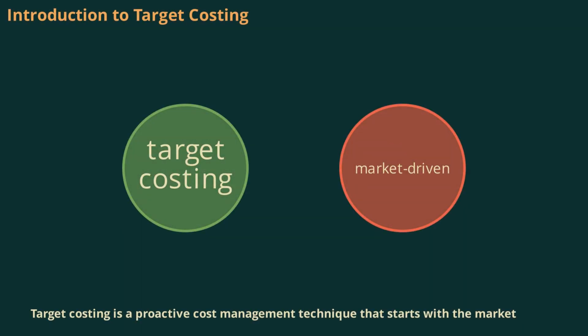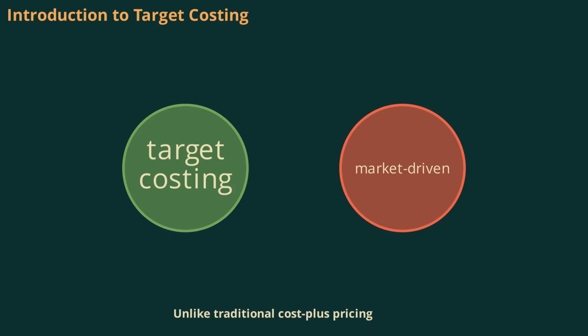Target costing is a proactive cost management technique that starts with the market price and desired profit margin to determine the allowable cost of a product. Unlike traditional cost plus pricing, where costs are calculated first and a profit margin is added later, target costing works backward from what customers are willing to pay. This approach ensures that products are designed and produced within cost constraints, aligning with market reality and customer expectation.